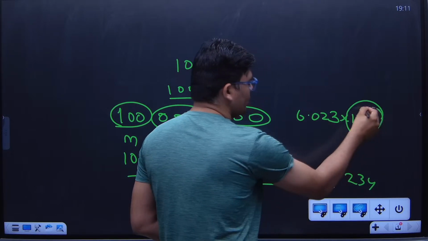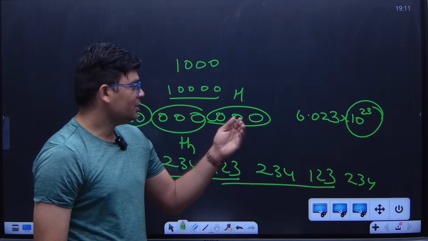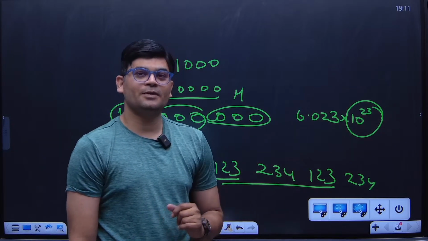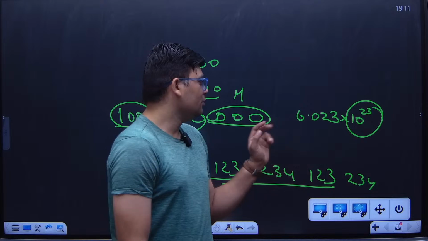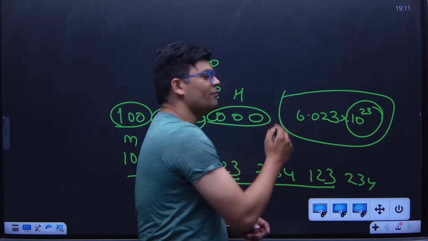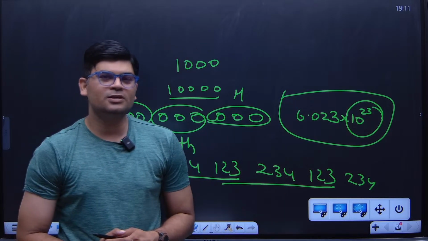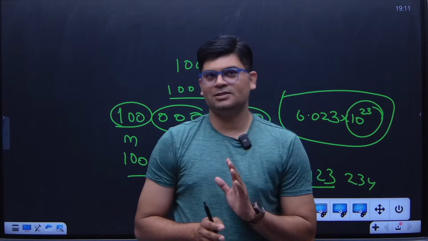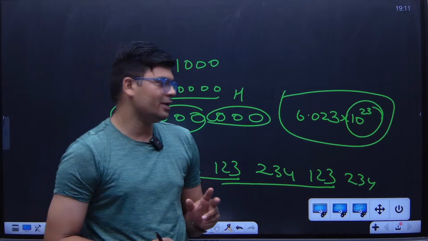What does this 10 to the power 23 mean? This means 10 is being multiplied. 10 is being multiplied how many times? 23 times. So this is known as the standard form of writing a number. Why is it known as standard form? Because in the standard form we can compare the numbers very easily.